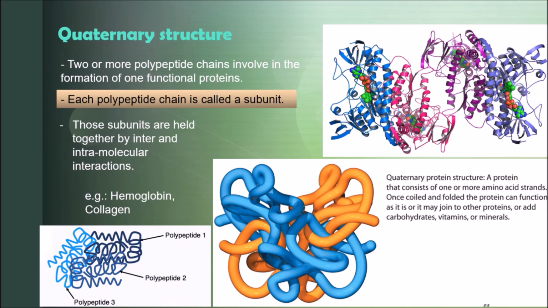Hemoglobin is a protein found in the red blood cells. It helps to carry oxygen and carbon dioxide throughout the body. Hemoglobin is made up of 4 subunits. Two of them are alpha type and others belong to beta type.